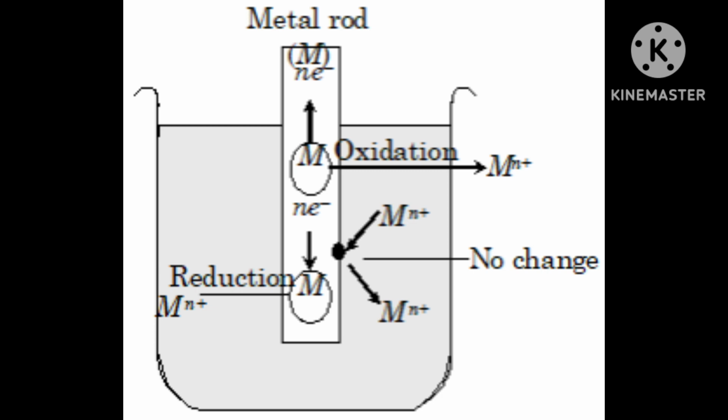If E value is positive, meaning spontaneous, then for the spontaneous reaction, delta G must be negative. Change in free energy, delta G, must be negative. Keep in mind, delta G value must be negative for a spontaneous reaction. For a spontaneous reaction, E should be positive and delta G must be negative. If this question is asked, it will help you in solving many numericals.